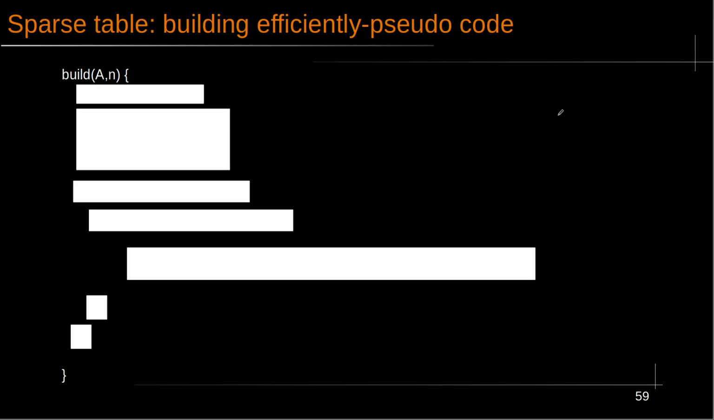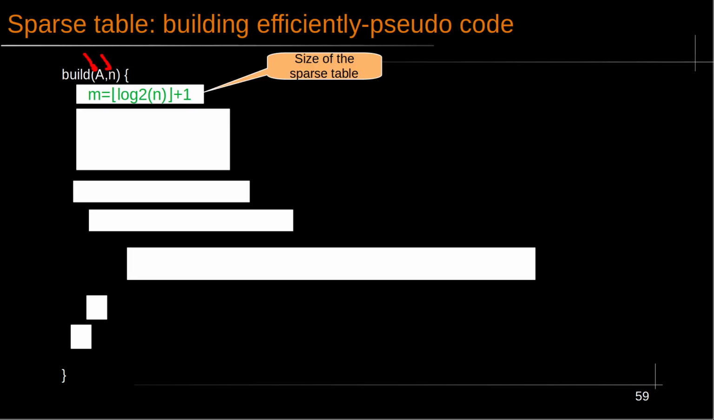Let's see the pseudocode of the function build. It's the function that will build the sparse table. It takes as parameter the original array A and the number of elements n, or the size of A, the original array. First, we compute the size of the sparse table using this formula, as we have seen in the previous slides.